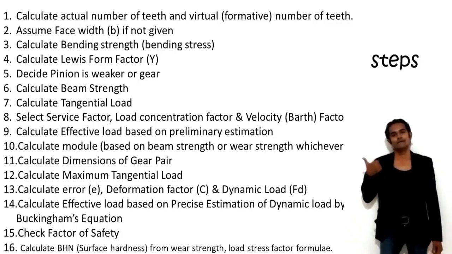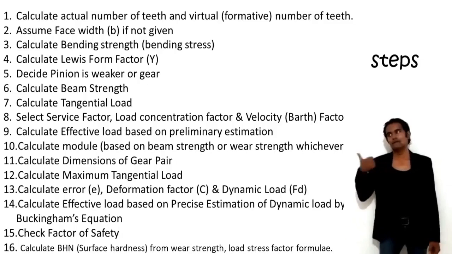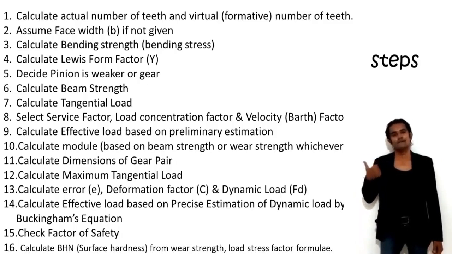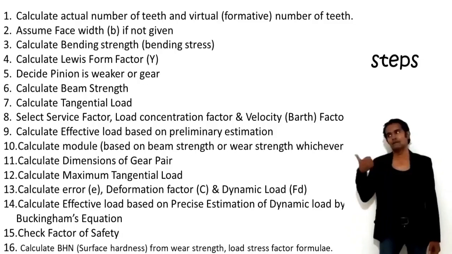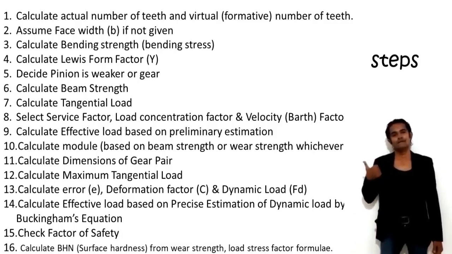The 12th step was to calculate the maximum tangential load. The 13th step was to calculate error, deformation factor and dynamic load Fd. The 14th step was to calculate effective load based on the precise estimation of dynamic load by Buckingham's equation. The 15th step was to check the factor of safety whether it was correct or not, and on the basis of that, the 16th step was to calculate the BHN from the wear strength and load stress factor formula.